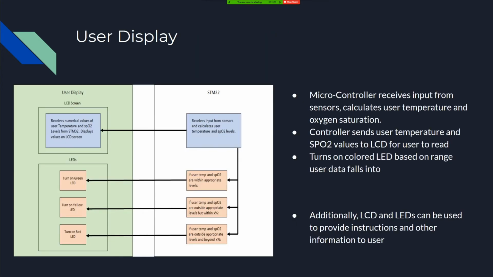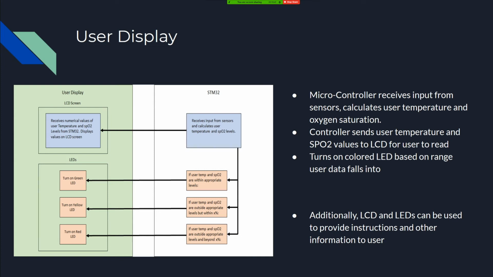Here's a block diagram for the user display subsystem. The microcontroller on the right receives inputs from the sensors and calculates the user's temperature and SpO2 levels. It then sends those values to the LCD screen in the user display section to be printed for the user to see. It also will send a signal to turn on one of the three LEDs based on the measurements of the user and what range they fall into.